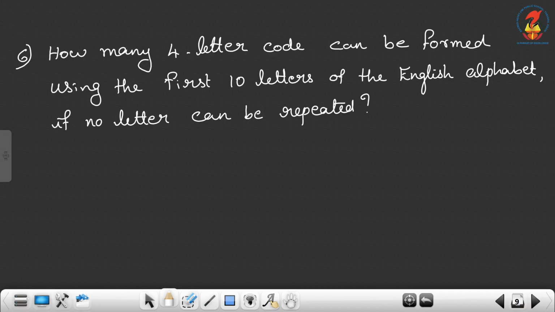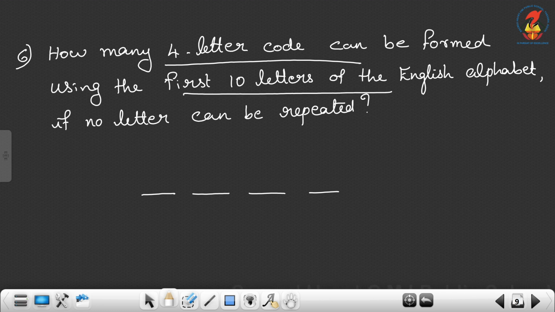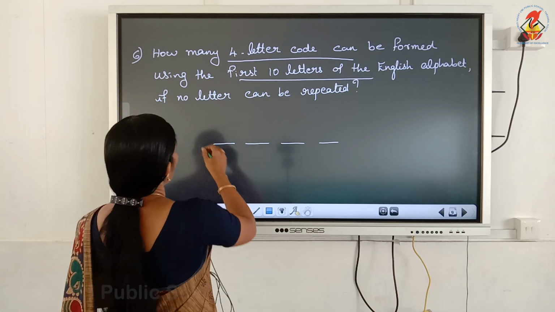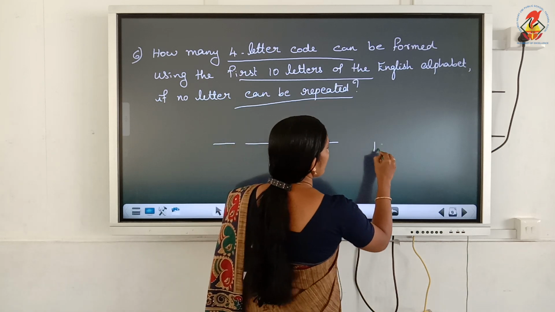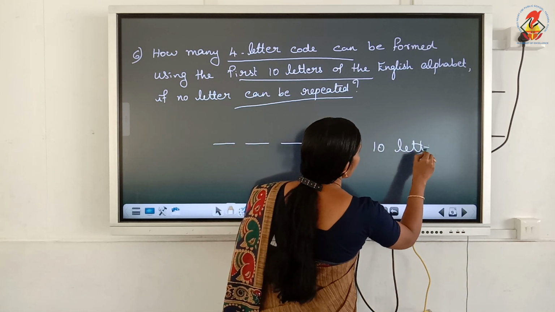How many 4-letter codes can be formed using the first 10 letters of the English alphabet if no letter can be repeated? How many 4-letter codes? 4-letter code using the first 10 letters, that is A to J. 10 letters are there and we have to form a 4-letter code. And the condition is no letter can be repeated. So 10 letters are there and 4 places.